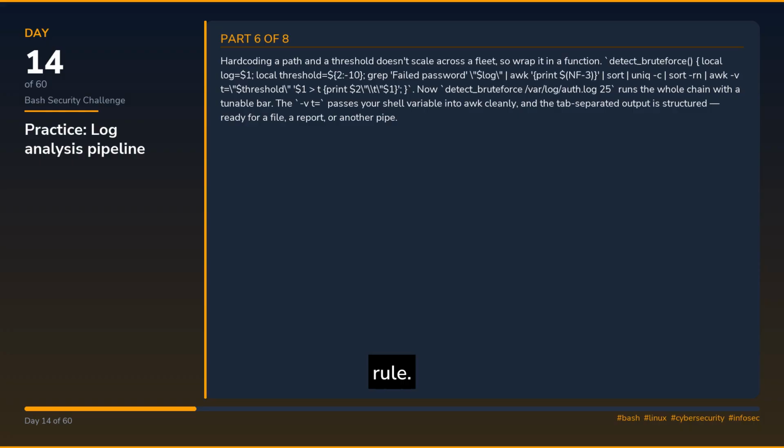Hard-coding a path and a threshold doesn't scale across a fleet, so wrap it in a function. detect_brute_force() { local log=$1; local threshold=${2:-10}; grep "Failed password" "$log" | awk '{print $(NF-3)}' | sort | uniq -c | sort -rn | awk -v t="$threshold" '$1>t {print $2"\t"$1}'; } Now detect_brute_force /var/log/auth.log 25 runs the whole chain with a tunable bar.